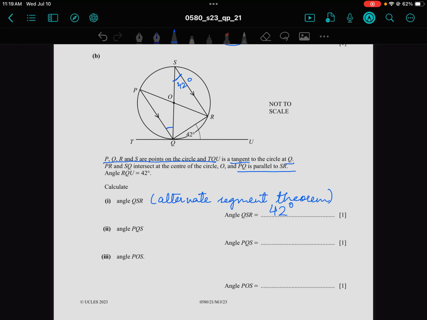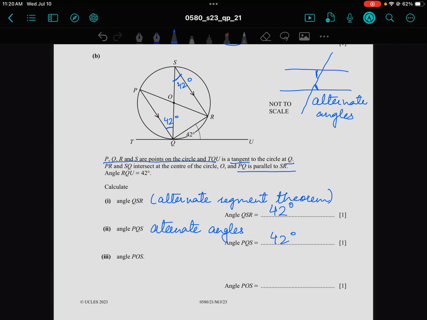Now the second part, you have to find angle PQS, this angle. Since given SR and PQ both are parallel to each other and SQ is the transversal line passing through these two parallel lines, when two lines are parallel and a third line cuts them, then this is the theorem that this angle is equal to this angle and they are called alternate angles. So we can say that this angle is also equal to 42 degrees and the reason is alternate angles.